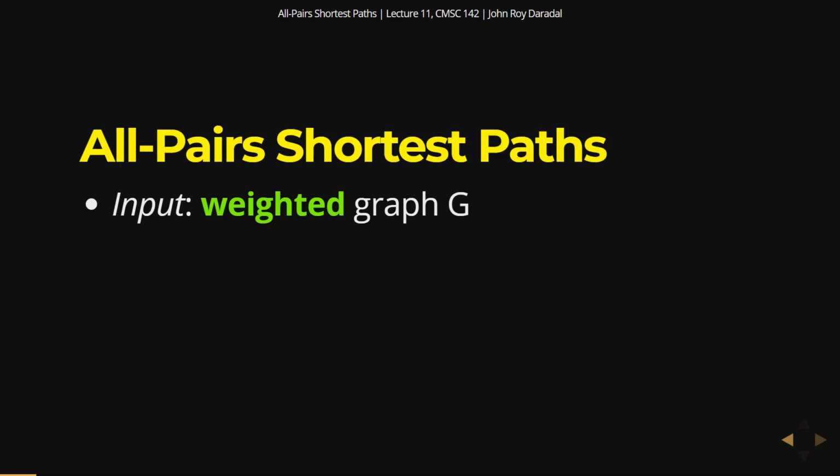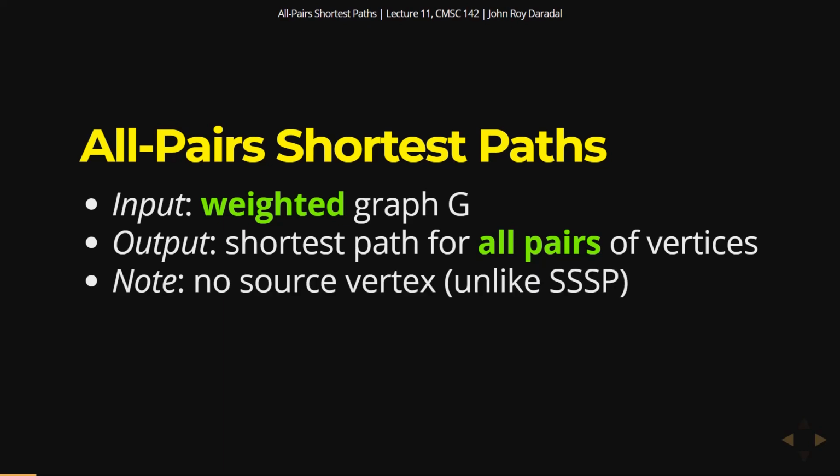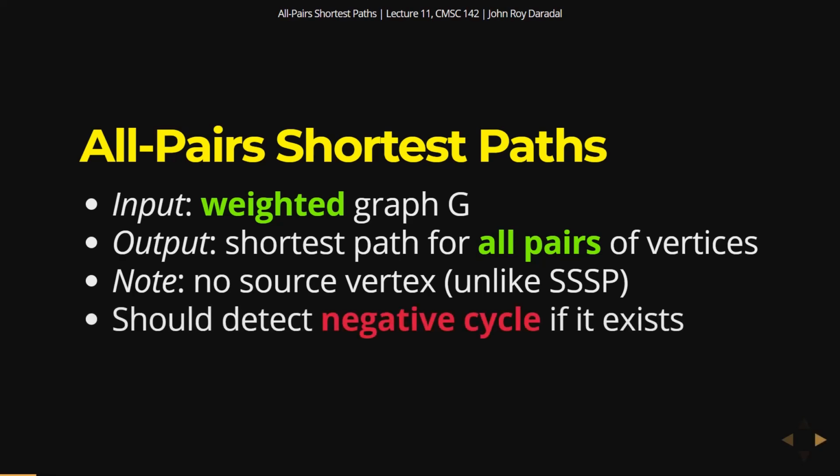As an input, we will get a weighted graph G, and for the output, we will try to find the shortest path for all pairs of vertices in the graph. So you will have to do this for all vertices to all other vertices, okay? So all pairs of vertices. Take note that we don't have a source vertex, unlike in single source shortest paths, because we're doing this for all pairs, so we don't really need a source vertex.